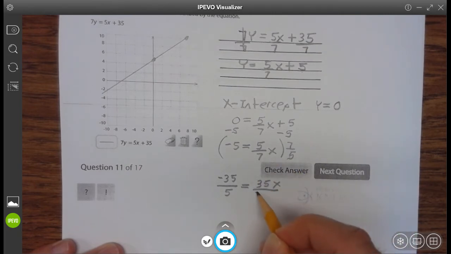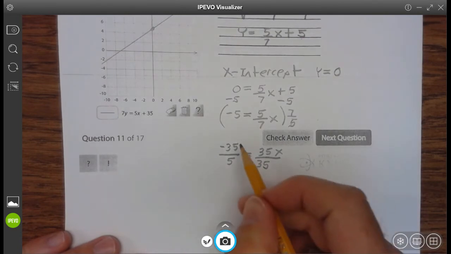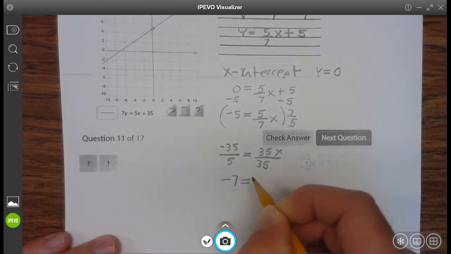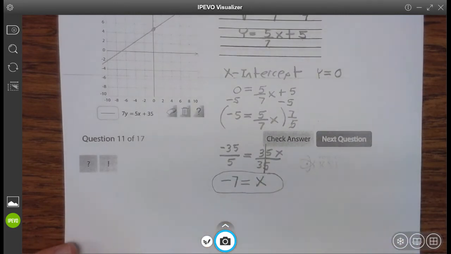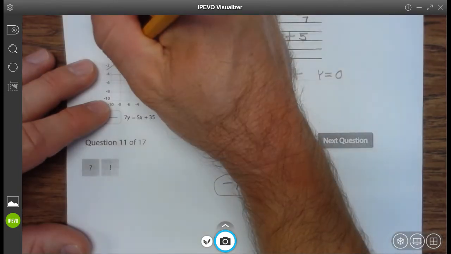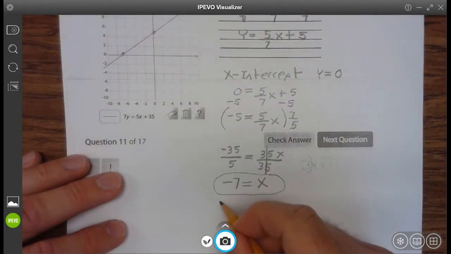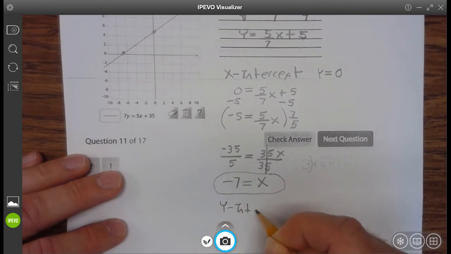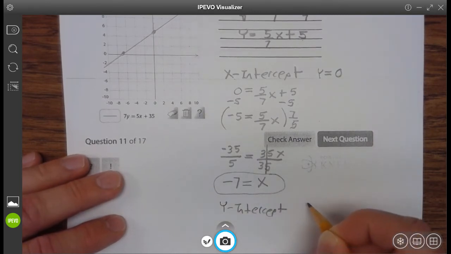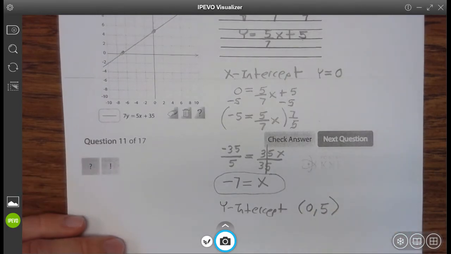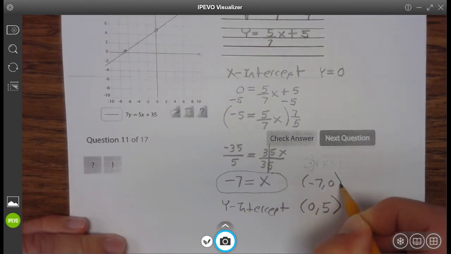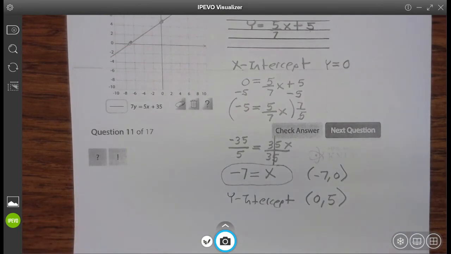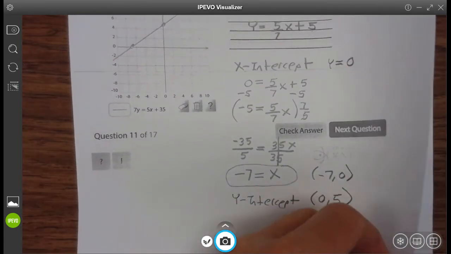Negative 35 divided by 5 is negative 7, and 35 divided by 5 is 1. So x equals negative 7 is our x-intercept. So that point is correct. And we know our y-intercept is 0, 5. Which we can write x equals negative 7 as negative 7, 0. All right, go ahead and finish up example 11.